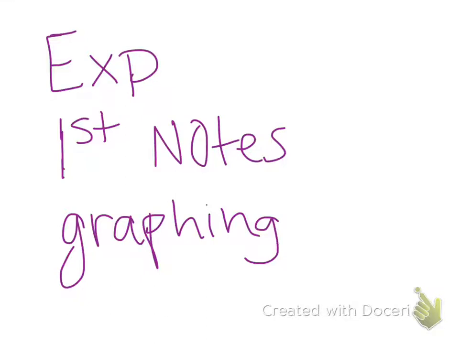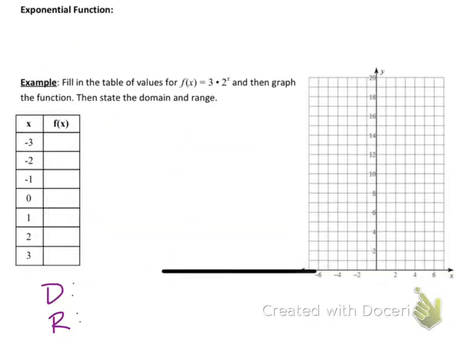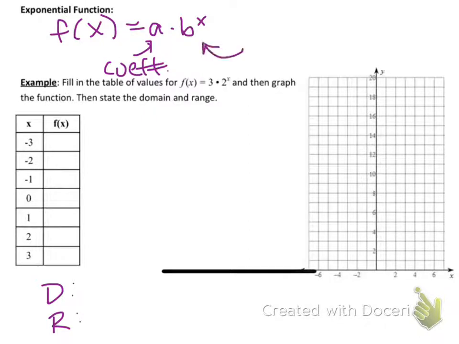Today we're doing the first set of notes in the exponential chapter, and we're going to talk about graphing. So your exponential functions will always follow the model of f of x equals a times b raised to the x power. A is going to be a coefficient. B is going to be considered your base. Up to this point, our exponents would always be numerical values. Now the variable is going to be in the exponent spot.